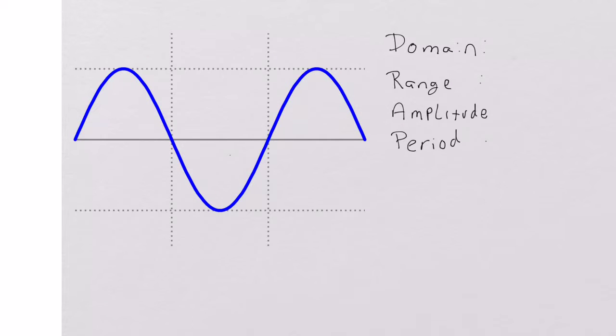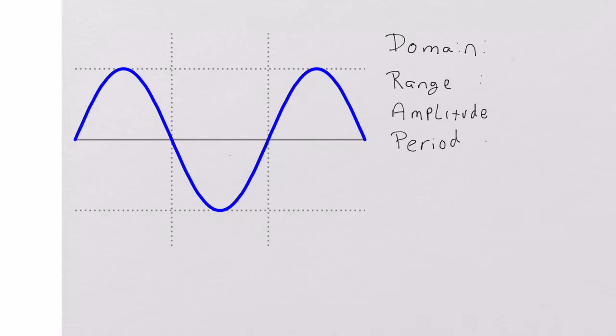Alright, so we have a nice generic sinusoidal wave here. I don't say if it's sine or cosine, because when we talk about domain, range, amplitude, and period, sine and cosine waves have the same domain, range, amplitude, and period. That's why we have sinusoidal waves, not sinusoidal and cosinusoidal waves.